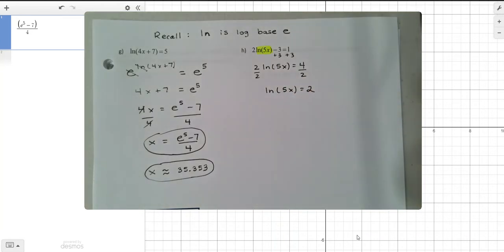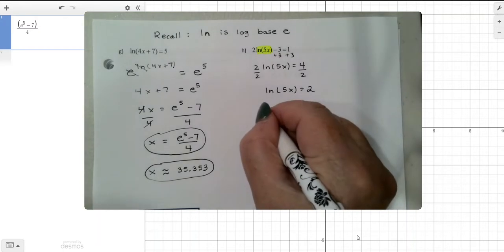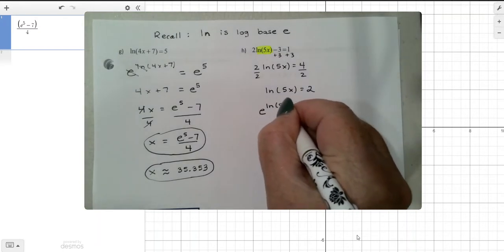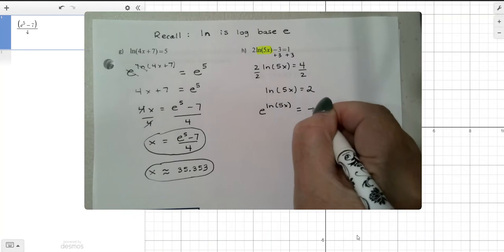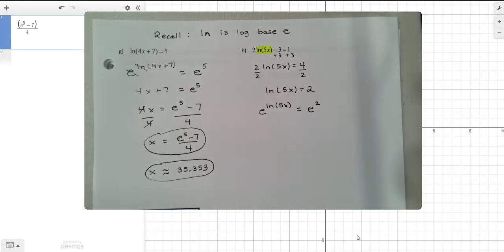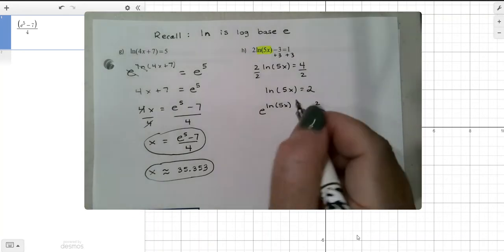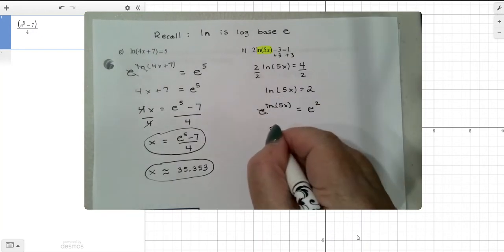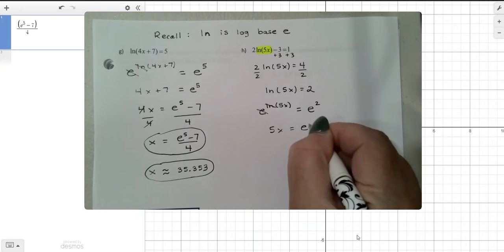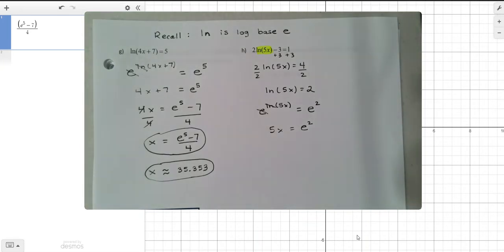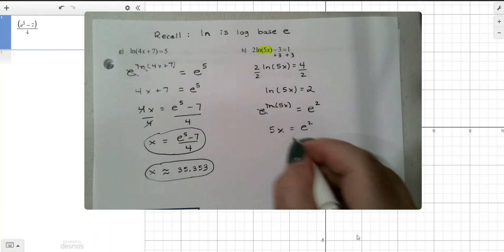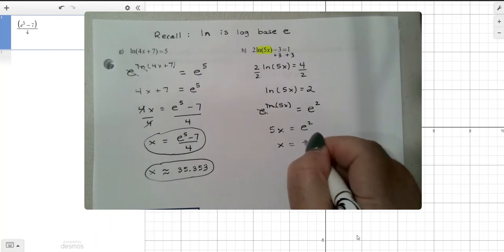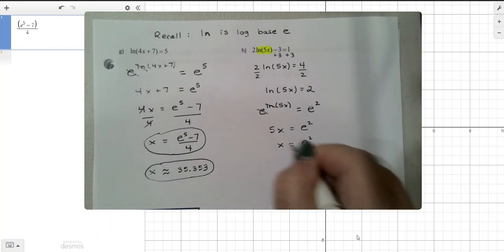Once again, although I won't write it that way, I know in my mind that the natural log is a log base e. So the inverse function is the exponential base e. And I have to do that exponential base e on both sides. Get rid of those inverse functions. And what I'm left with is 5x equals e squared. If I want an exact answer, it's just going to be e squared divided by 5.